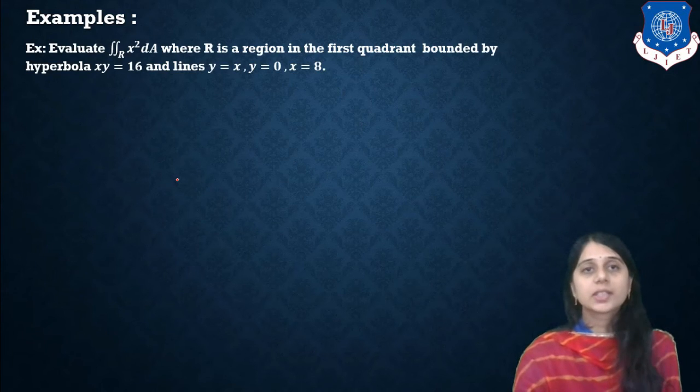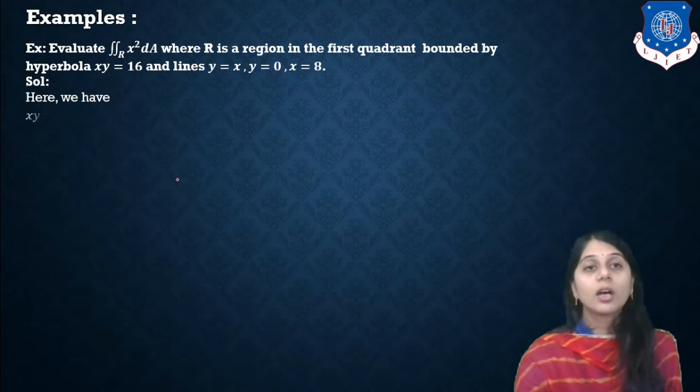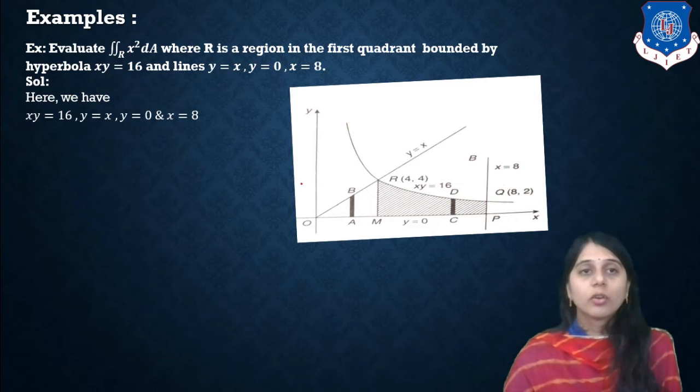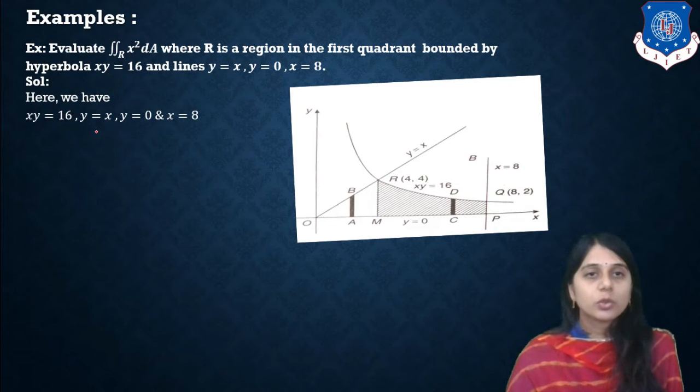Now the next example is the double integral of x square dA, where R is a region in the first quadrant bounded by the hyperbola xy equal to 16 and the lines y equal to x, y equal to 0 and x equal to 8. Now we have 4 types of formations. See, first is y equal to x. Okay, so it is your y equal to x.